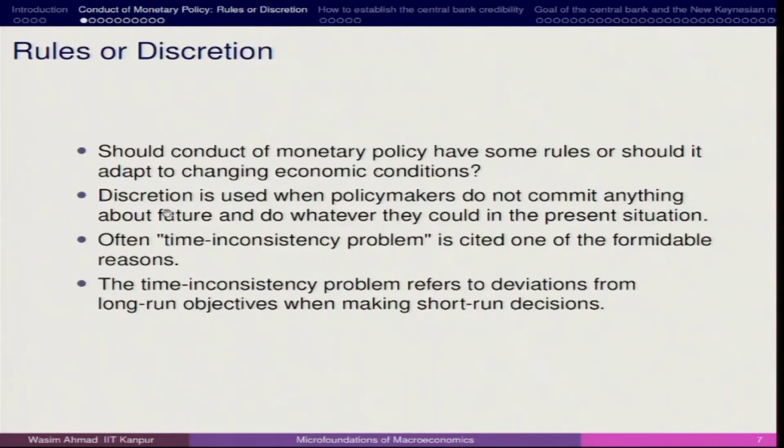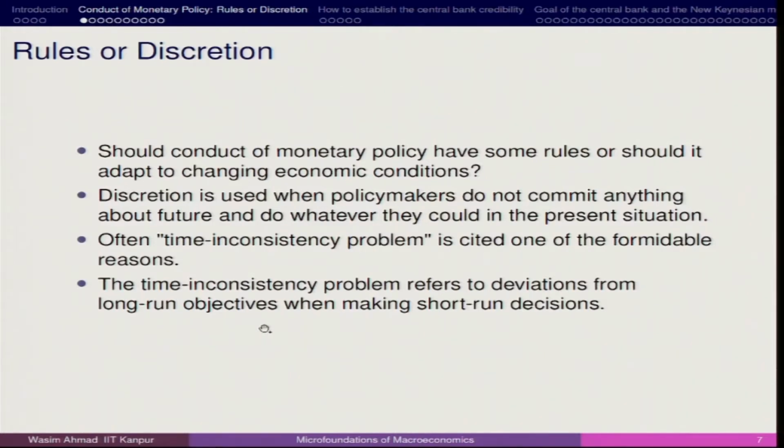Now, one of the reasons why discretion is always a major challenge for most policymakers, and not a highly regarded stand, is that it also deals with what we call the time inconsistency problem. What do you mean by the time inconsistency problem? It refers to deviations from long run objectives.